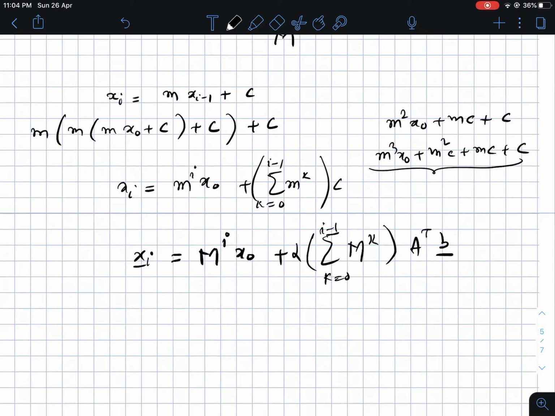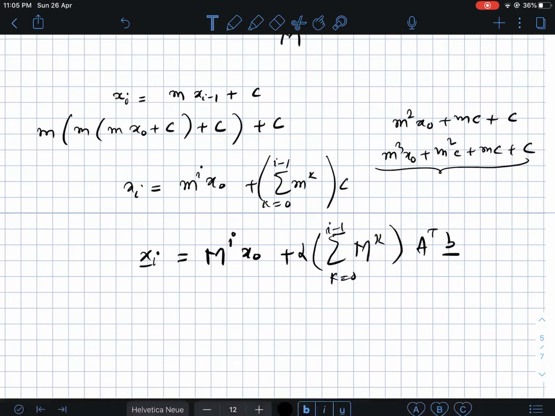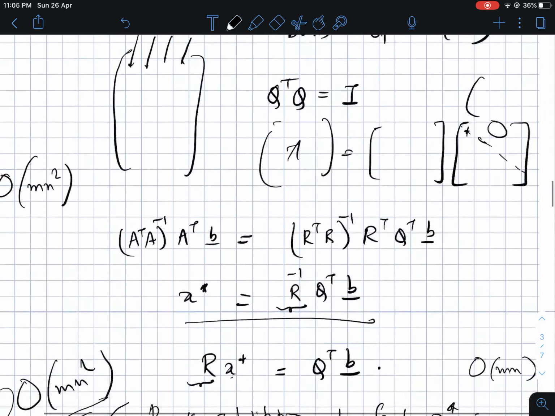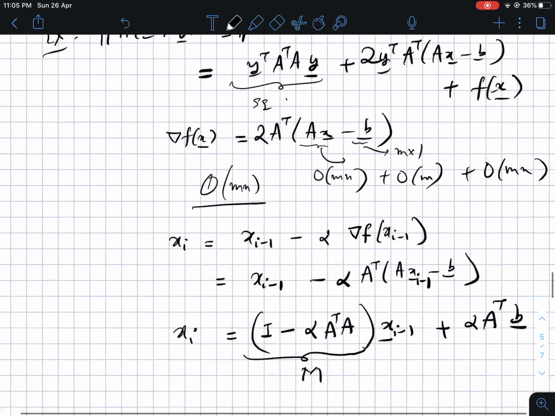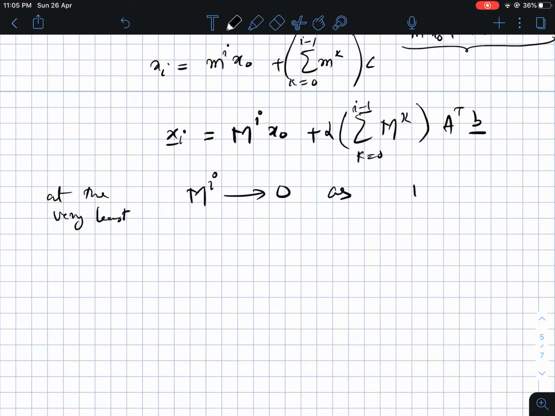Okay, fine. So what does it mean for this to converge, right? Well, here in the scalar case, if this has to converge, then at the very least you need m to the i to go to 0 as i goes to infinity. Correct? So here also we will need a very similar property. So we'll need this matrix m to the i at the very least to go to 0 as i goes to infinity.